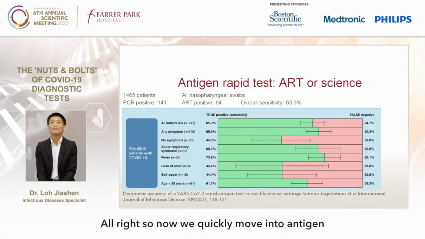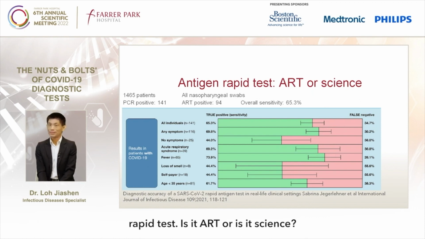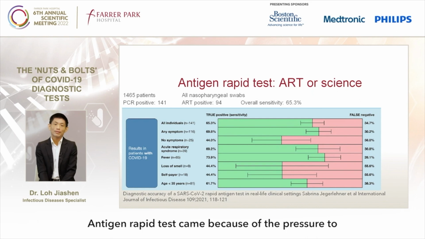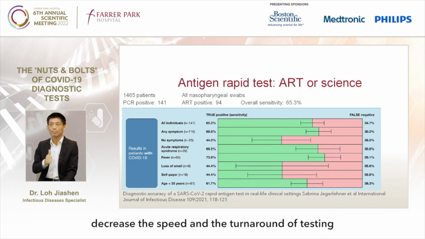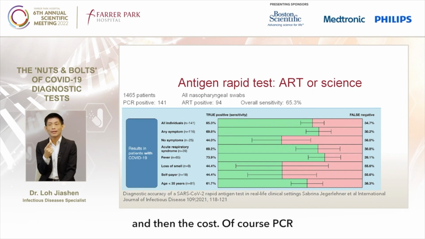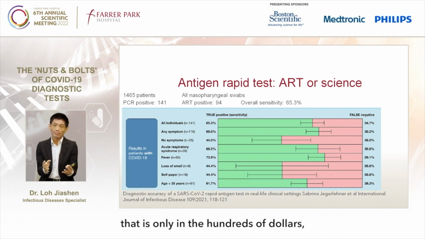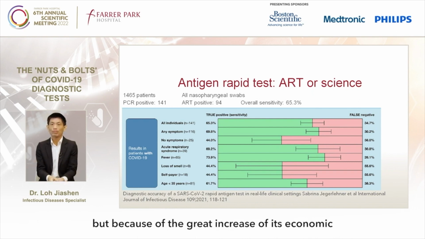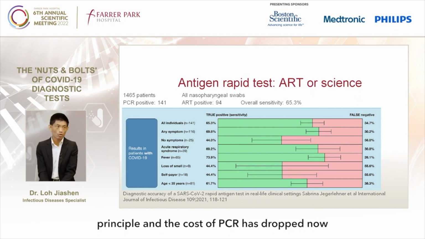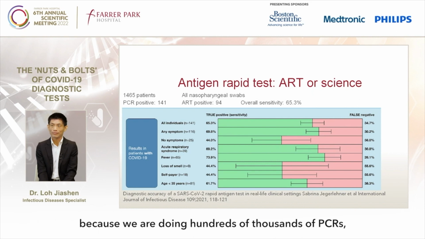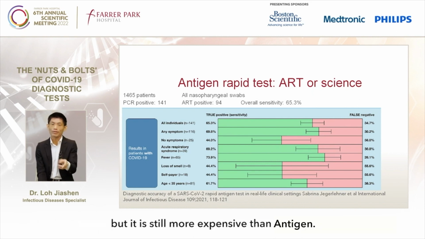All right, so now we quickly move into antigen rapid tests. Is it art or is it science? Antigen rapid tests came because of the pressure to decrease the turnaround time of testing, and then the cost. Of course, earlier on, single PCR for a disease was always in the hundreds of dollars, but because of the great increase in economies of scale, the cost of PCR has dropped now because we are doing hundreds of thousands of PCRs. But it is still more expensive than antigen.